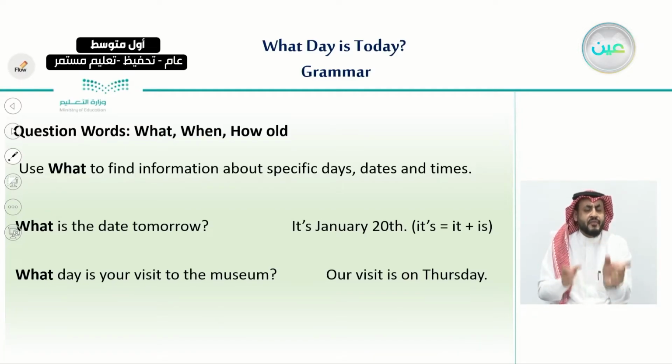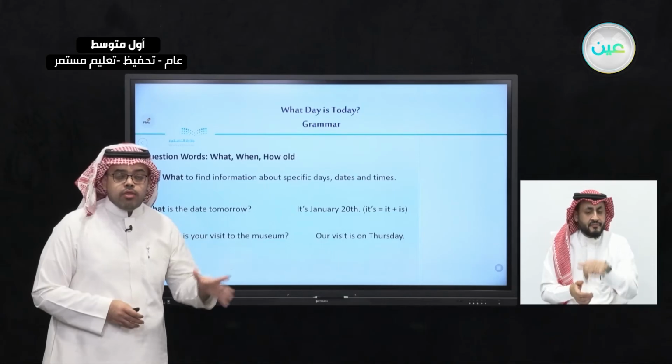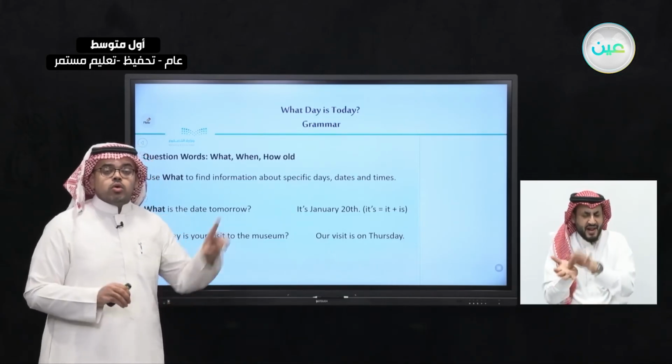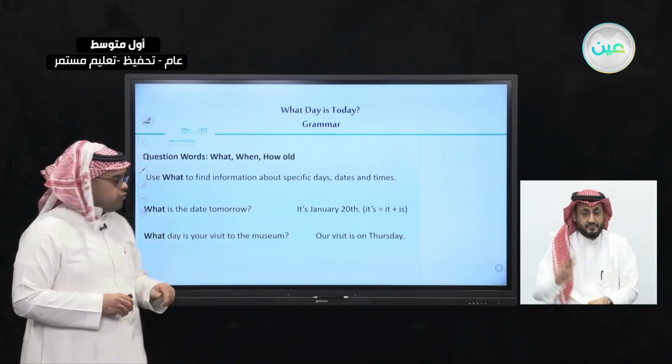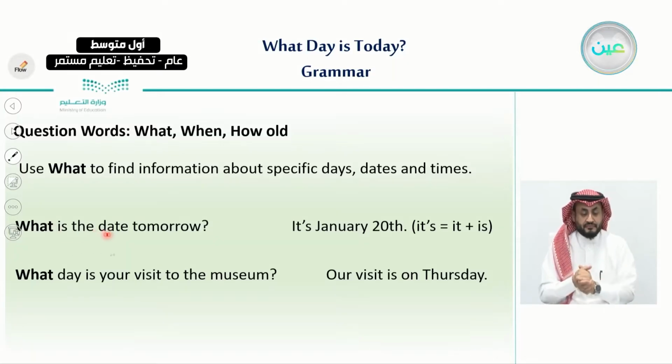So let's start first with what. We use what to find information about specific days, dates, and times. So if you want to ask about a day, or about a month or a certain date, we would use what. So for example, what is the date tomorrow? If you want to ask about a date, we're going to use what.